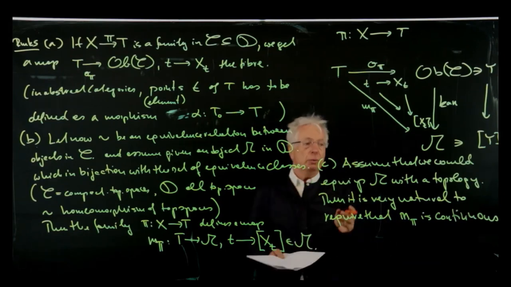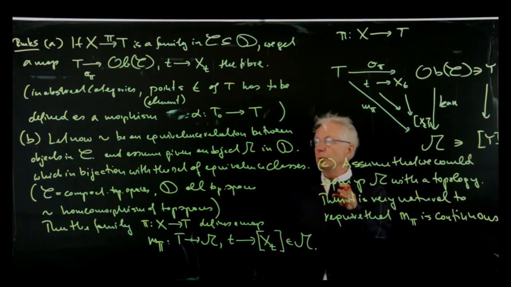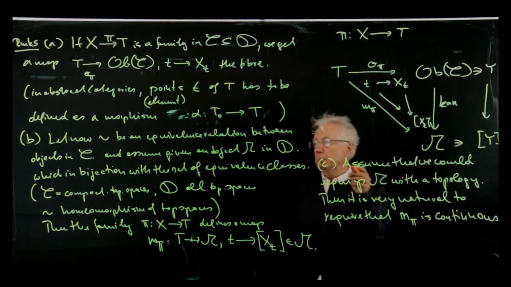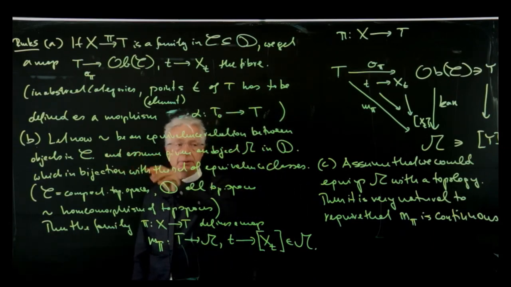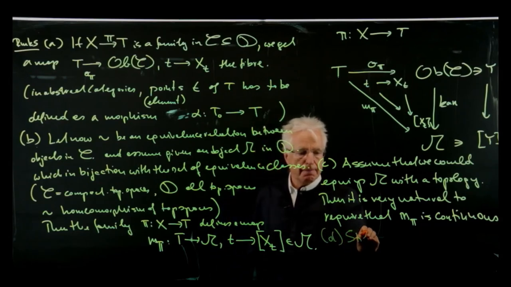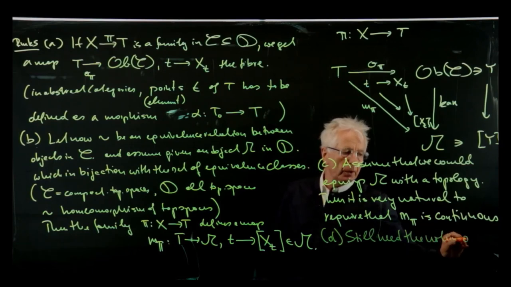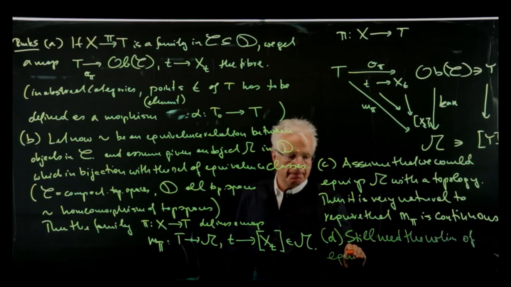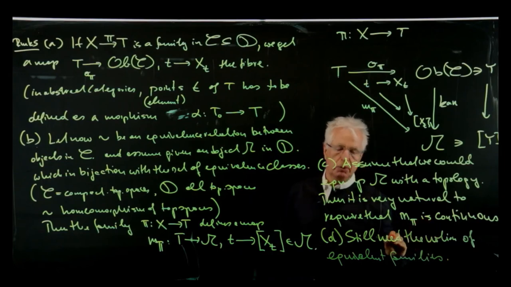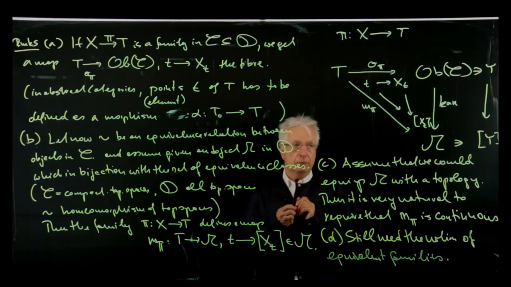So there's one step missing before we can go to the definition, which I will do not next time, but the time afterwards. We already considered equivalence relations on the objects. What is missing, and I will do it next time, is still the notion of equivalent families. Okay. And then after this, we can give the definition of moduli spaces.